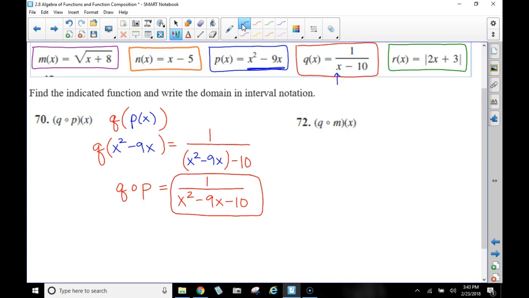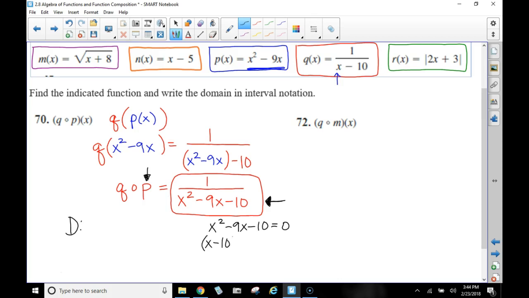Now they want us to discuss what is the domain of the function. So we have to exclude values for the domain of Q composition P that would, in this case, give us 0 in the denominator. And then we've also got to look at our inner function's domain, the P of x. First of all, excluding values from our domain that give us 0 in the denominator, I'm going to see what values of x would give me 0 in x squared minus 9x minus 10. So set that equal to 0 and we'll solve.